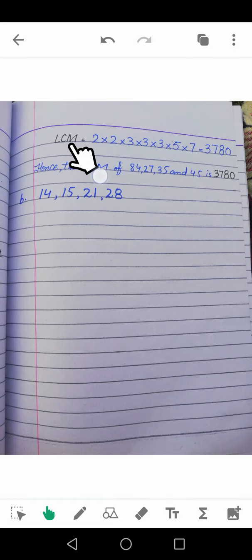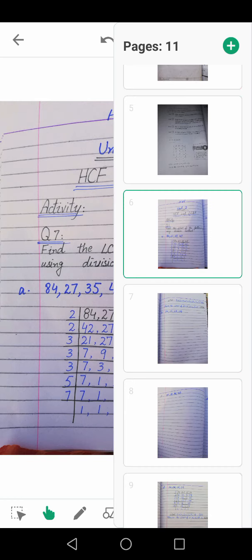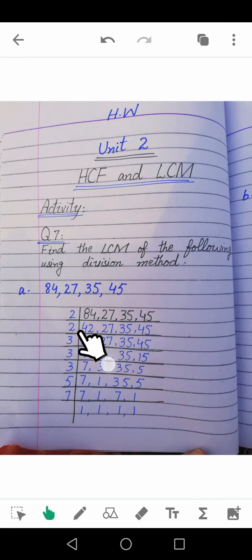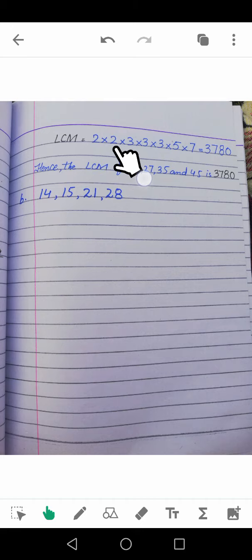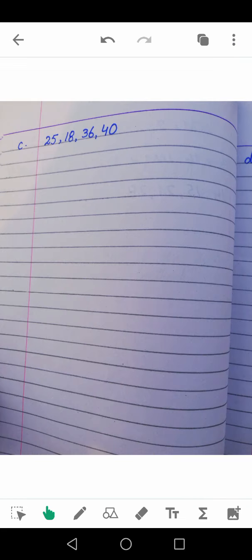So we will write the prime numbers. Now we will write all the prime numbers by multiplying with each other. 2 2 2 2 3 3 3 5 7. All are multiplying with each other and the answer is 3780. Hence the LCM of 84, 27, 35 and 45 is 3780. Similarly, you will do its part B and part C.